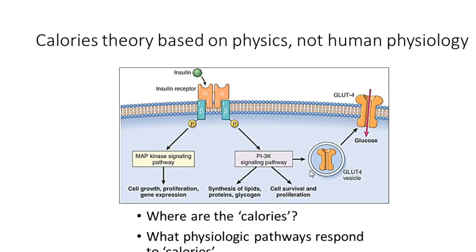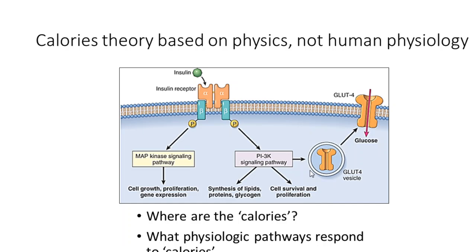Same thing, when insulin comes in, this is the pathway. Right? We know it stimulates PI3K, it stimulates MAPK, increases GLUT4, which is what does the glucose, but in the meantime, it stimulates cell growth and proliferation, which has implications, of course, for cancer. It stimulates PI3K, which has implications for cancer, PTEN, that kind of thing. But where are the calories, right?